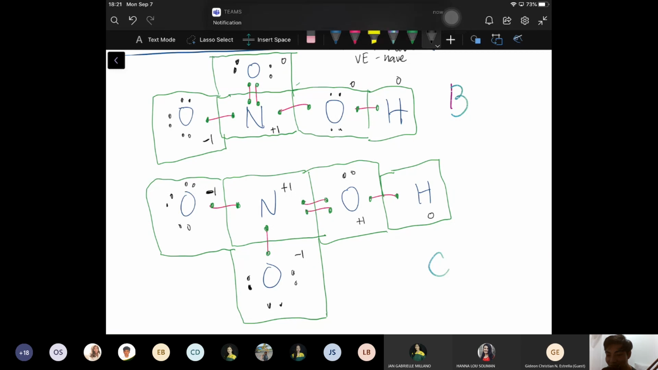Nag-message pala si Andrew. Ayan, so, sino yung sa tingin nyo matatanggal? Si B or si C? By just looking at the formal charges.